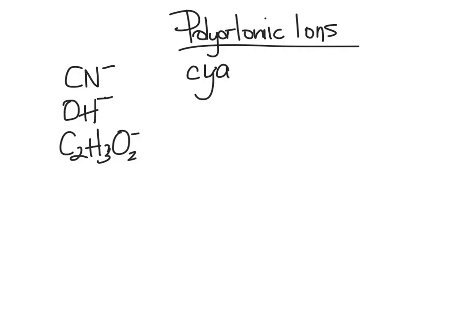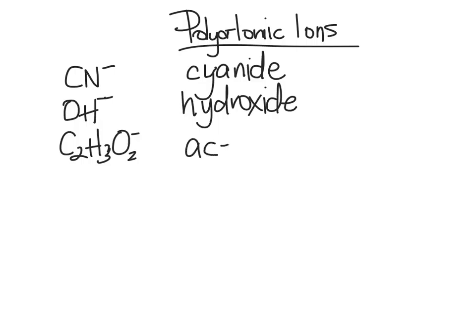That's cyanide, CN minus. OH minus, you told me yesterday that you knew, hydroxide. And C2H3O2 minus is the acetate ion. We talked about that.